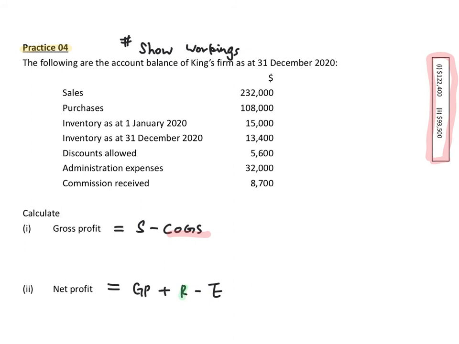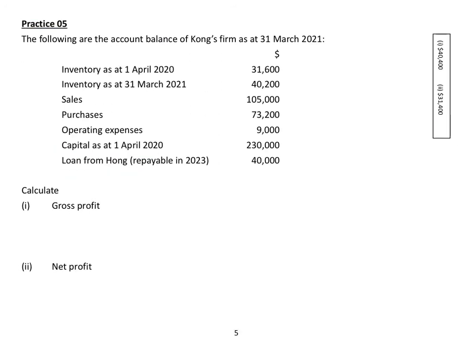Just to remind you, for the revenue, commission received is the revenue, and for the expenses, we have the discount allowed and administration expenses. After you do it, please check the answer by yourself. And then we go to practice 5. So please also do practice 5 as well.